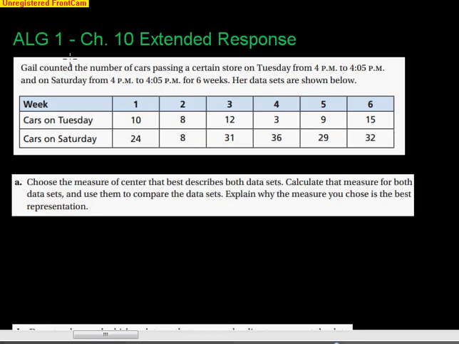Choose the measure of center that best describes both data sets. Calculate the measures for both data sets and use them to compare the data sets. Explain why the measure you chose is the best representation.